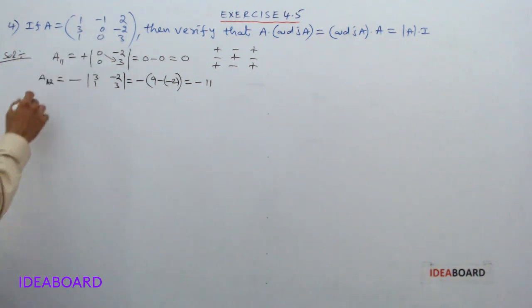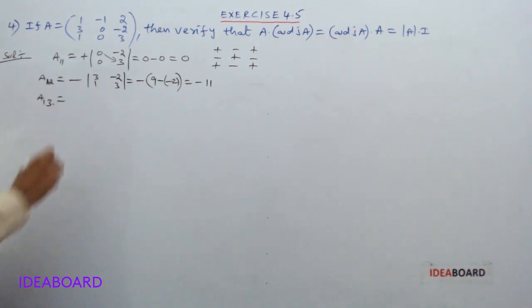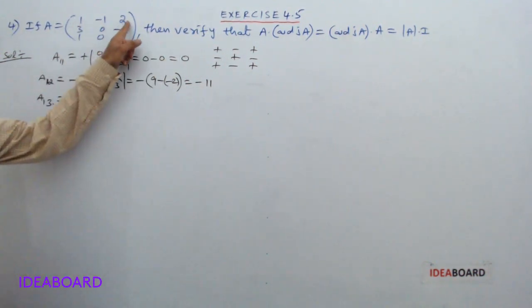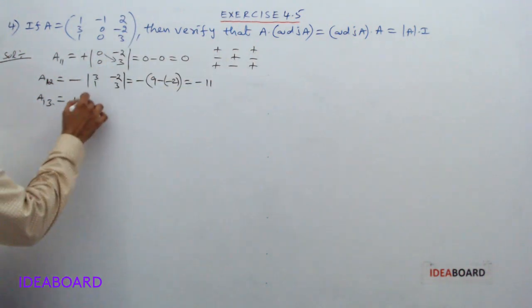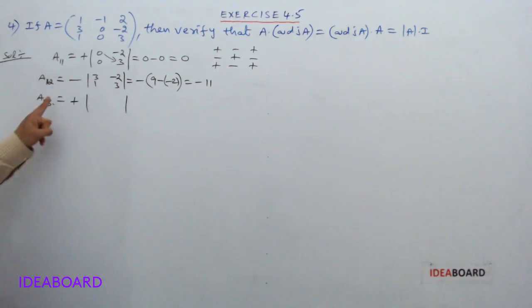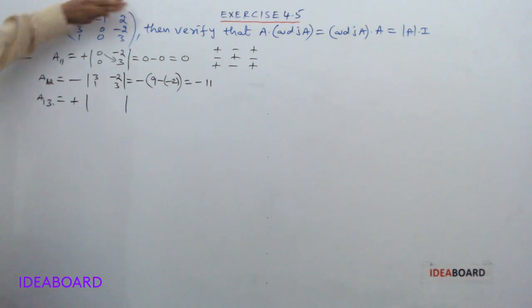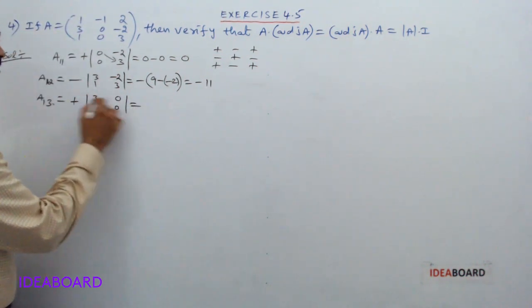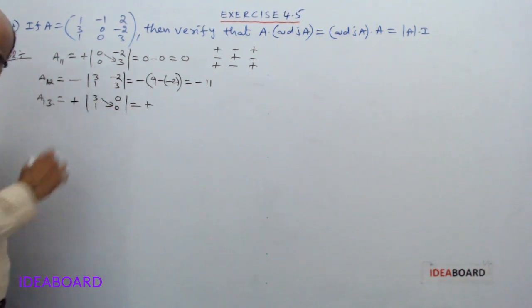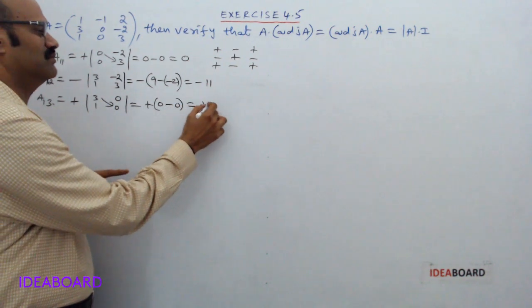Next we have A13. A13 equal to cofactor of 2. We are having the sign is plus into determinant of, 2 lies in first row and third column. So the remaining elements we have 3, 0, 1, 0 equal to plus of 3 into 0, 0 minus 0. So equal to 0.